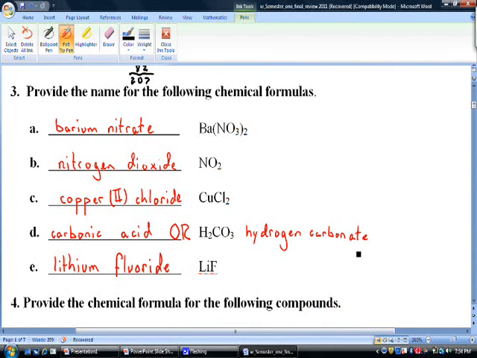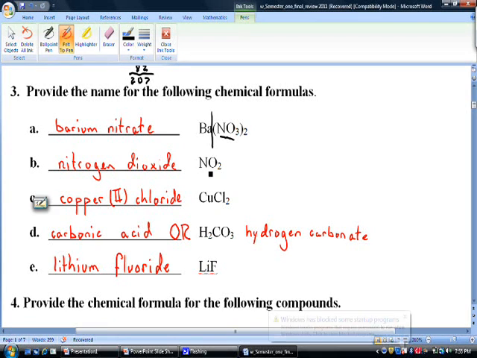So let's take a look at naming compounds. Here we have an ionic compound starting with a metal, and so we're just going to name it as the cation and the anion. So the cation is barium, and the anion, NO3, is nitrate. Barium nitrate.